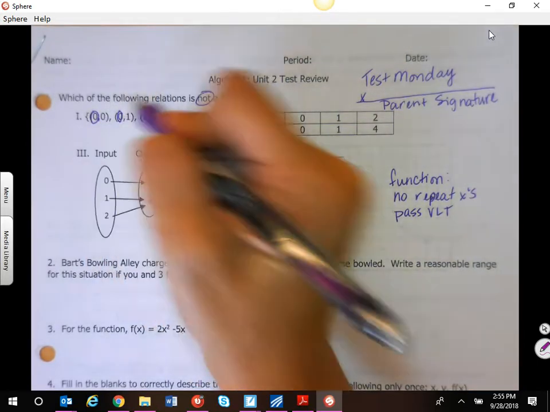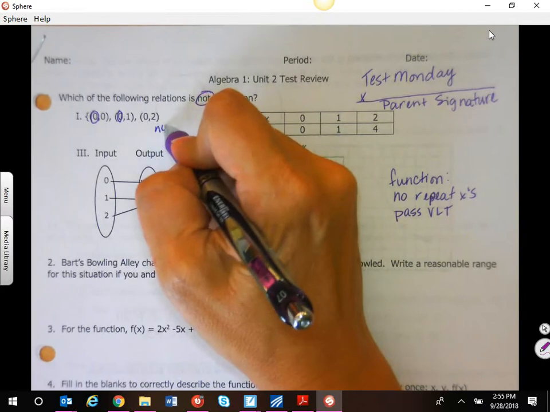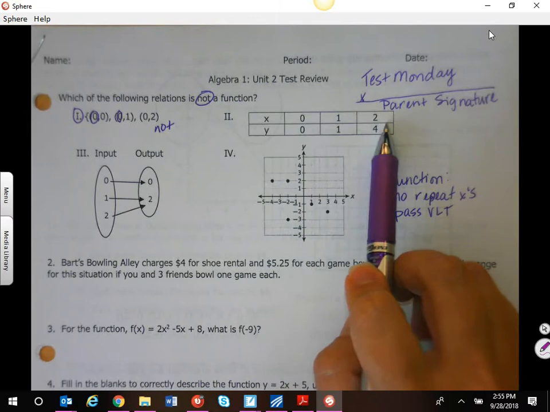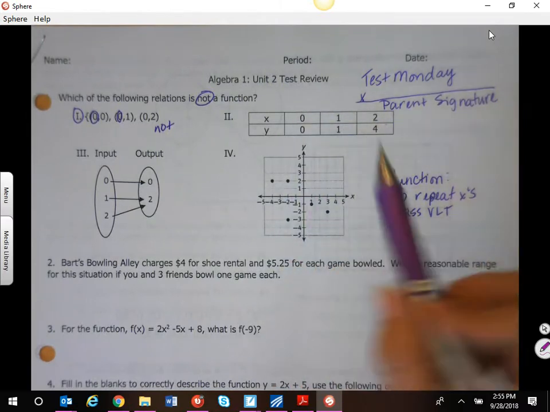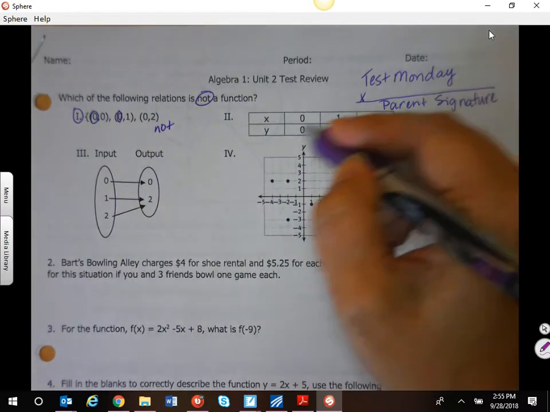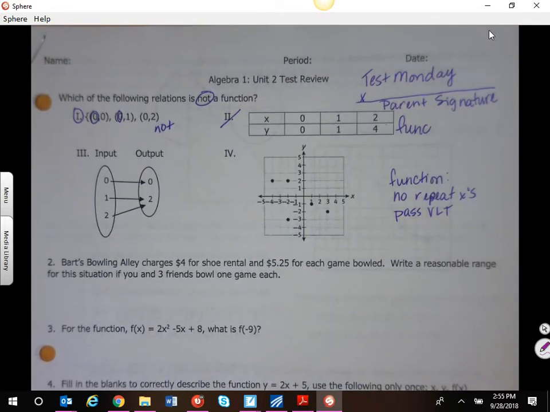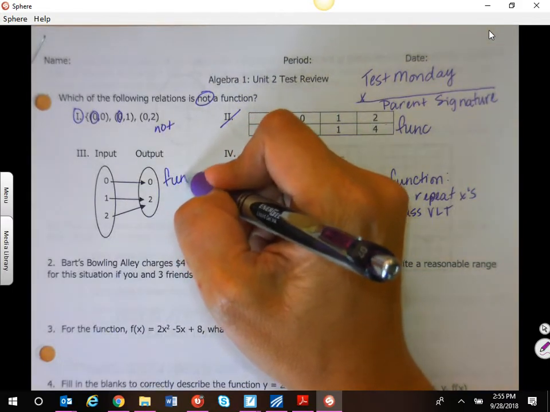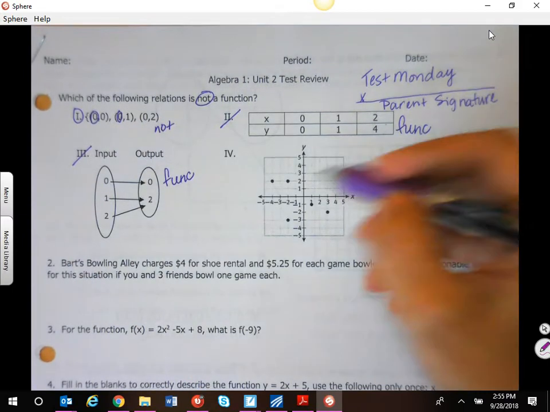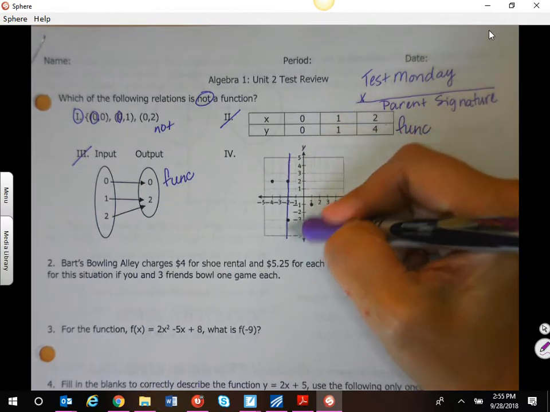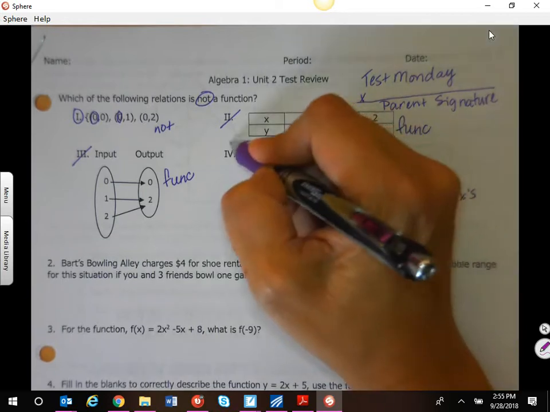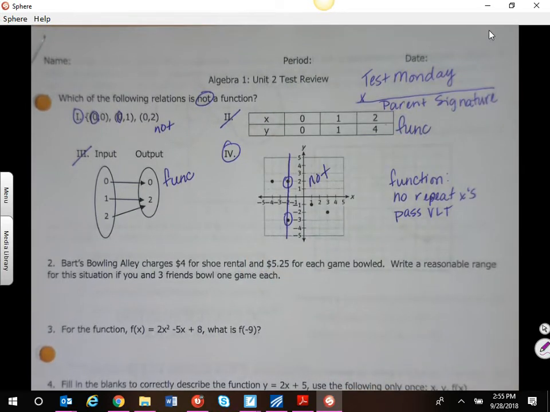This one has repeat x's, so this is not a function. When we look at number 2, these x's are all individual. That means this is a function, so that is not what we wanted. Here I'm looking at my x's again. They're all individual, so this is a function. Here's a graph. My vertical line touches 2 coordinates. That means this is not a function. So 1 and 4 would be appropriate choices for not functions.